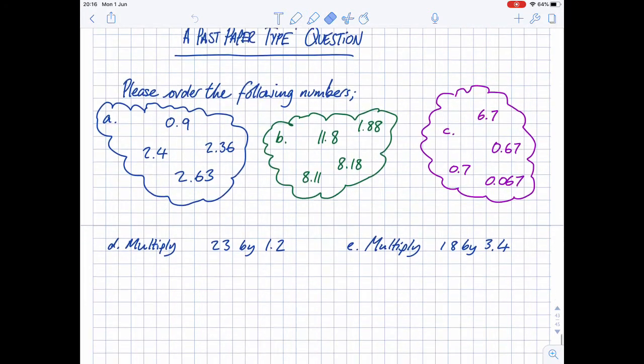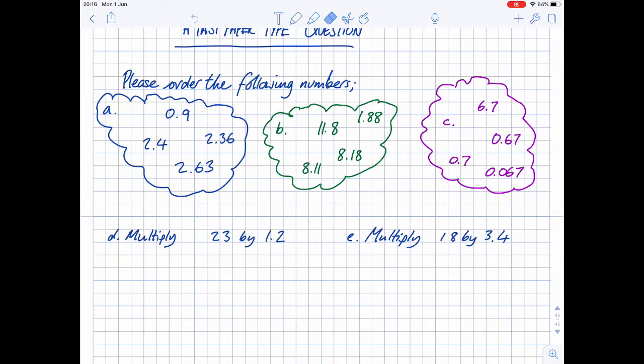So I'm just going to bring it up a little bit so I've got a bit of room to write. So pause now and work your way through A to E. Good luck.